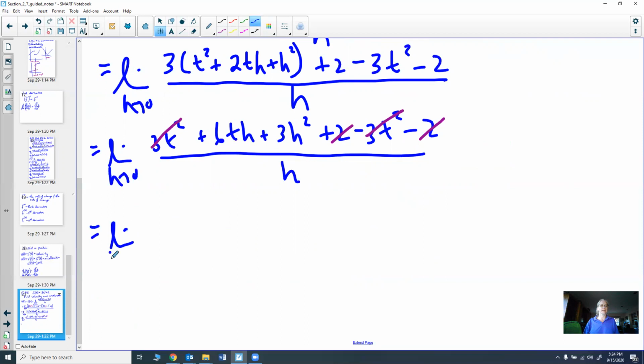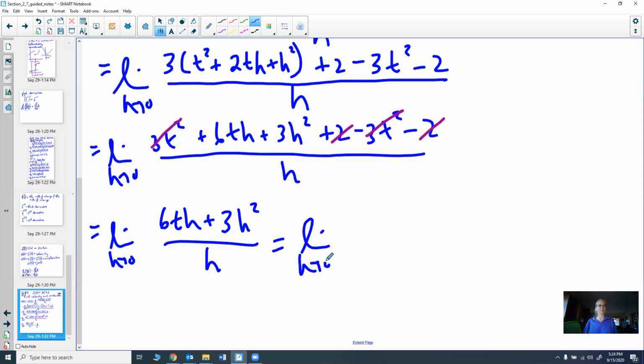So I end up with the limit as h goes to 0 of 6th plus 3h squared all over h. I notice that both terms in the numerator have an h in them, so the h's can cancel, and I get the limit as h goes to 0 of 6t plus 3h. When I let h go to 0, this is 6t.